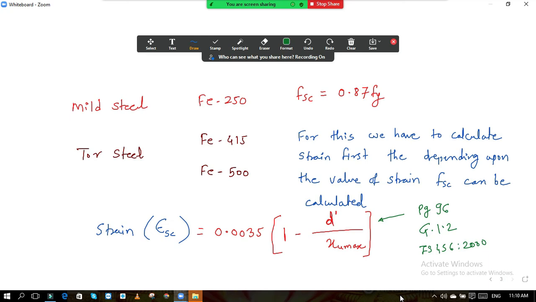Now the question still remains the same. Once I know the value of the strain, how can I calculate the value of stress? Even if I know the strain value, suppose I used this formula from the IS code, we know the value of d dash, and xu max we can calculate. Even if we calculate this strain and get some value, how do we then calculate the stress from that strain? It can be calculated from the table.